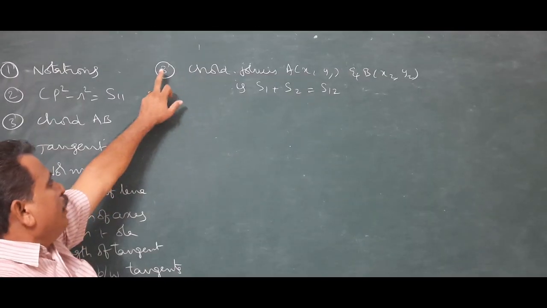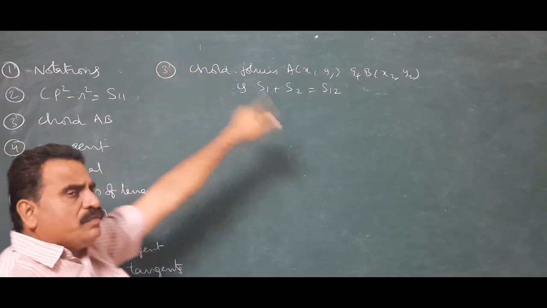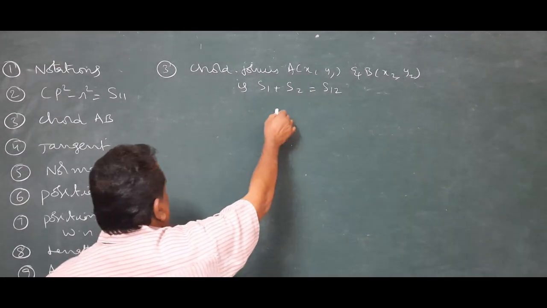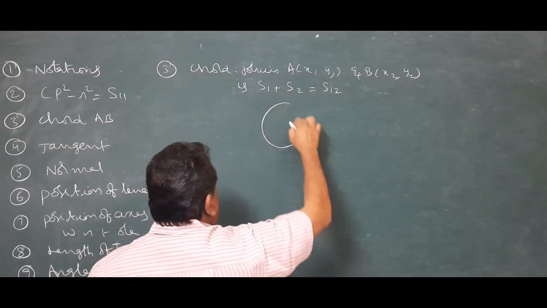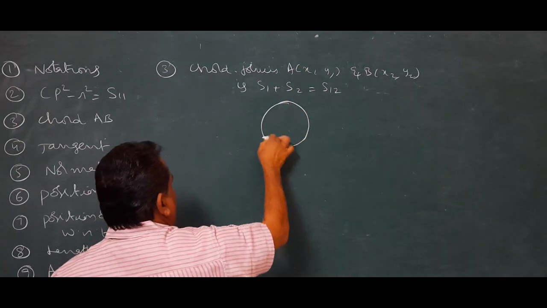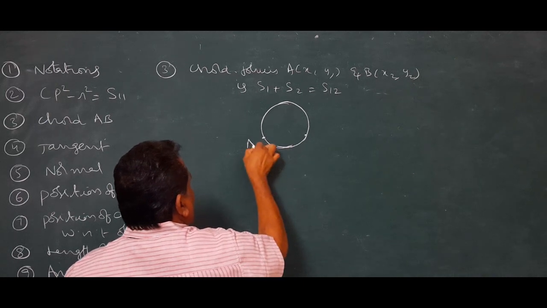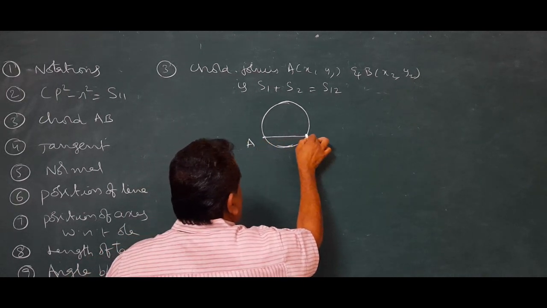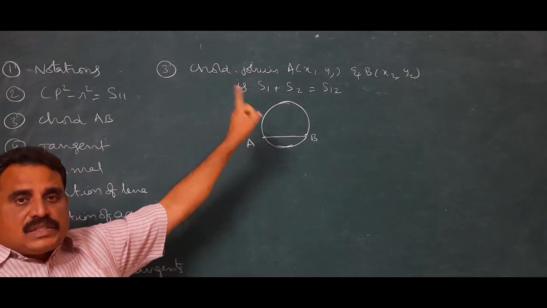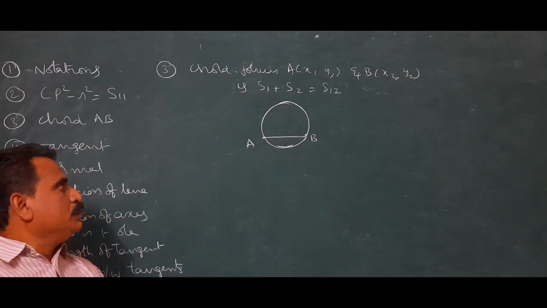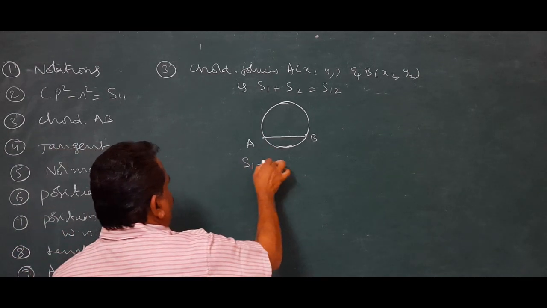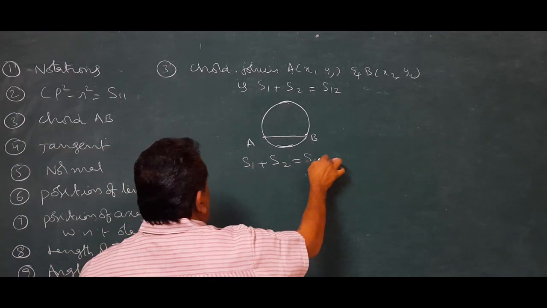Now we discuss the third point. Equation of the chord joining the points A(x1, y1) and B(x2, y2) lying on the circle. S equal to 0 is a circle, A(x1, y1) is a point and B(x2, y2) is another point. The line joining A and B is nothing but S1 plus S2 equal to S12. This equation: S1 plus S2 equal to S12.